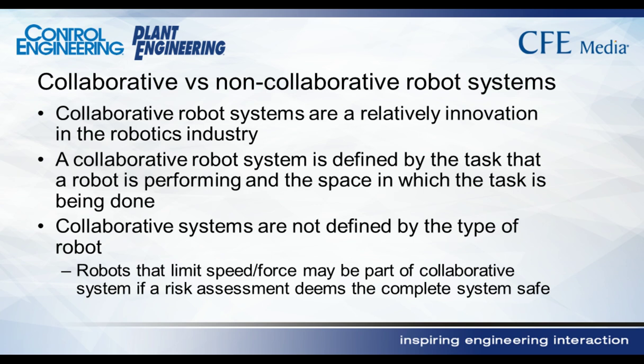Now, a lot of you might be thinking I missed collaborative robots during my list of robot types. I did that on purpose in order to highlight that collaborative robots are not necessarily a type of robot, but more so a type of robot system. A collaborative robot system is defined by the task that the robot is performing and the space in which that task is being done. Many of the robots listed earlier can be part of a collaborative robot system if the system is properly designed.